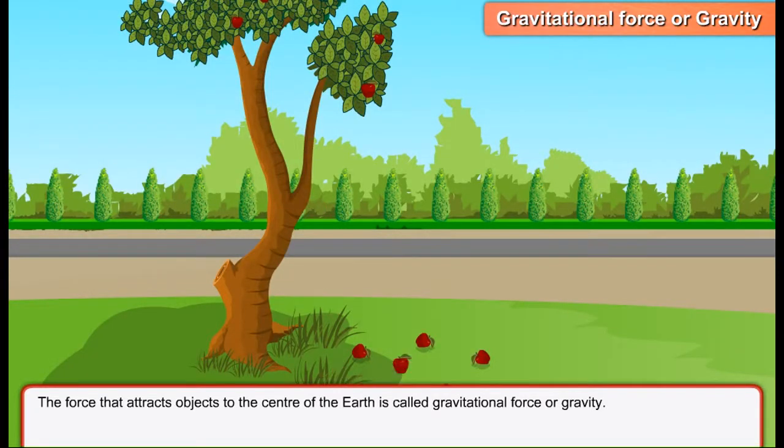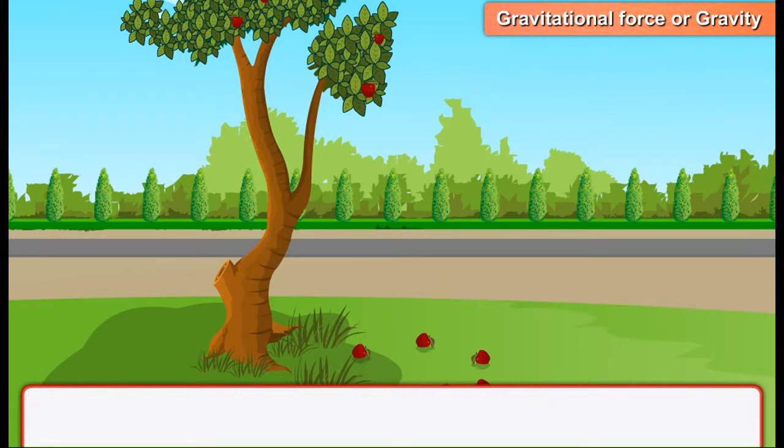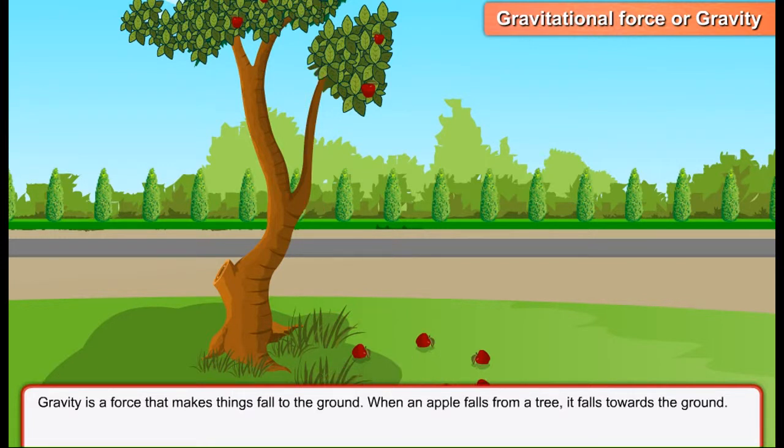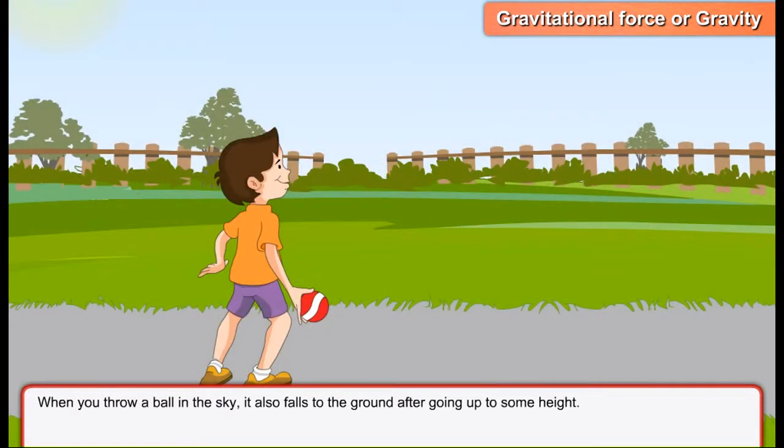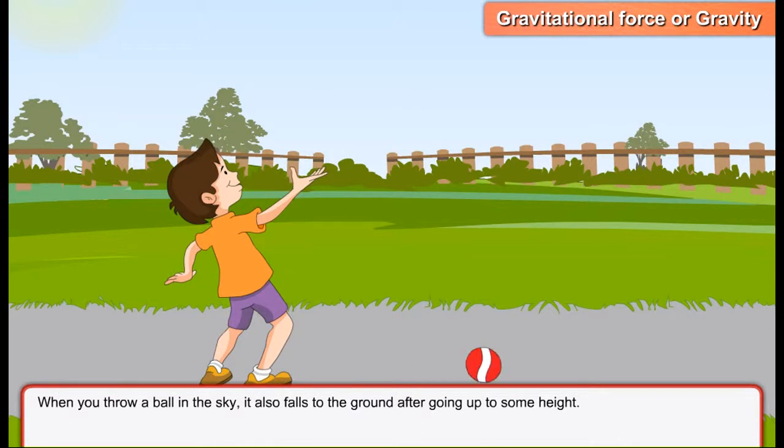Gravitational force or gravity. The force that attracts objects to the center of the earth is called gravitational force or gravity. Gravity is a force that makes things fall to the ground. When an apple falls from a tree, it falls towards the ground. When you throw a ball in the sky, it also falls to the ground after going up to some height.